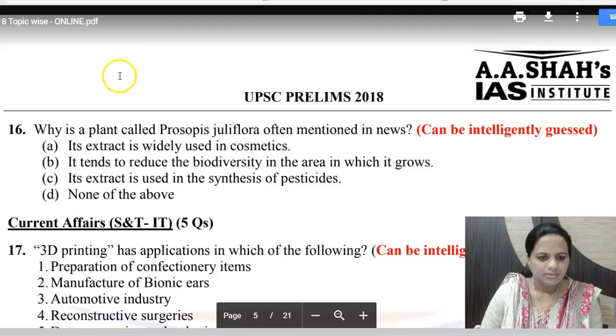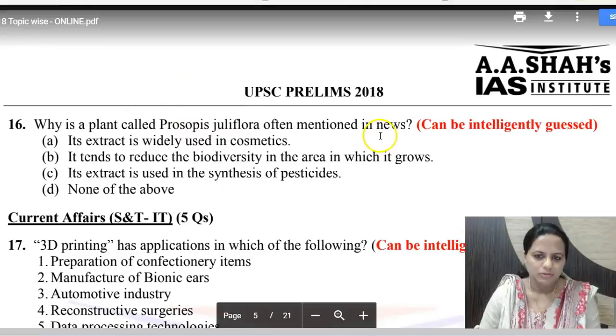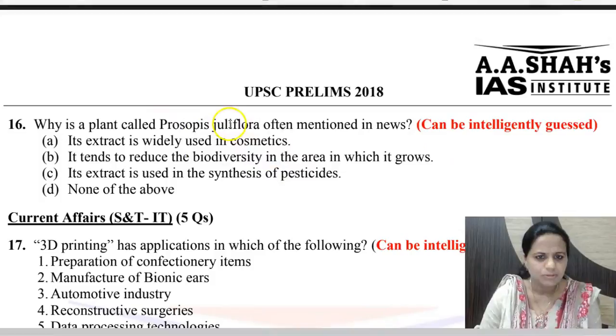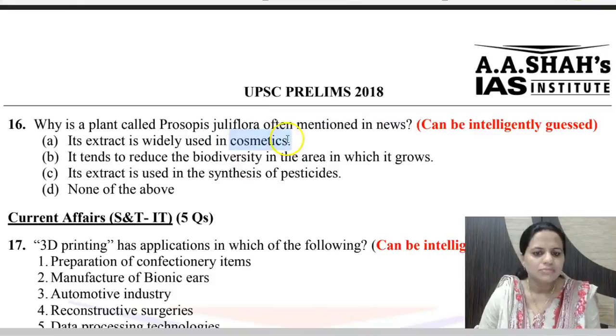Why is a plant called Prosopis juliflora often mentioned in the news? The four options given here: first, its extract is widely used in cosmetics. Even if you don't remember and recollect it, an intelligent guess can be made here. It's often mentioned in the news. Now something which is used in cosmetics would not quite often come up in the news. It's not so important.